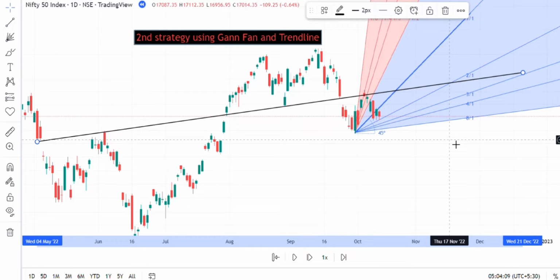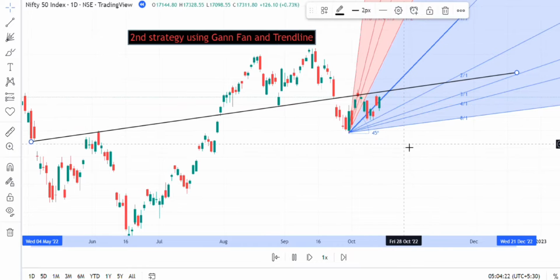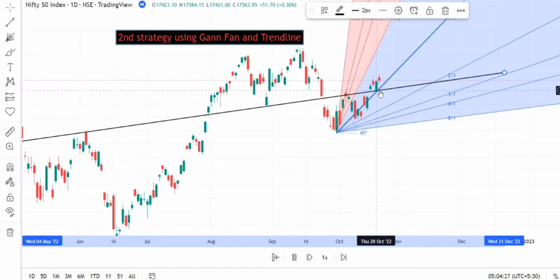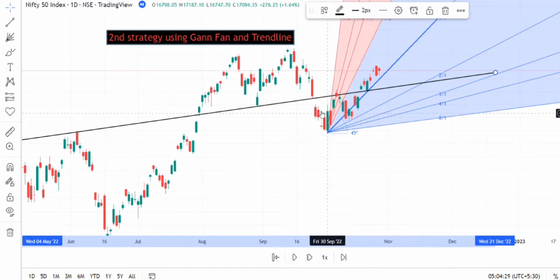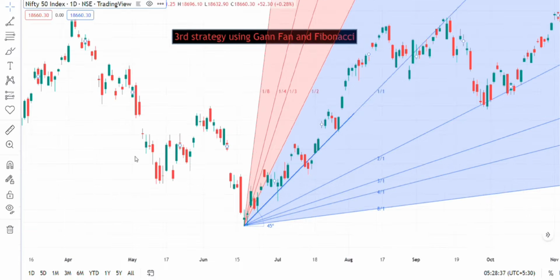Now we will apply our Gann Fan strategy here. In this strategy, when the trend line and Gann Fan angles intersect at some point, that point acts as a strong support and resistance. Here in this case, we can see that after breaking, it is again retesting the support at this point where the trend line and Gann Fan angles are intersecting. So this area acts as a very strong support. After breaking the trend line, it retested and again started the rally. So we can say that this area will act as a strong support in this case.